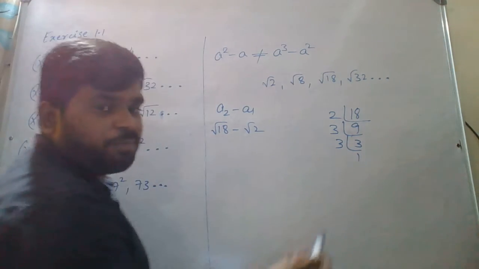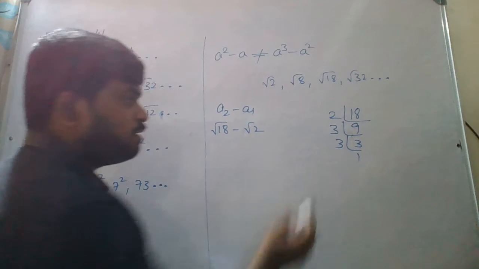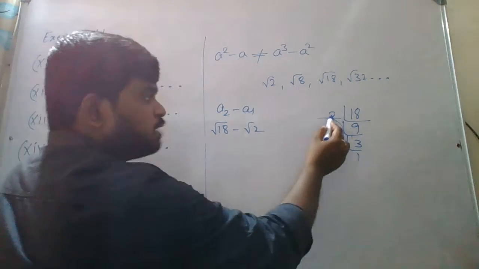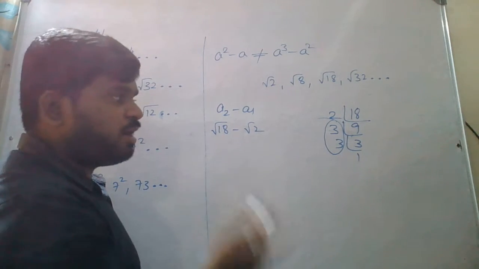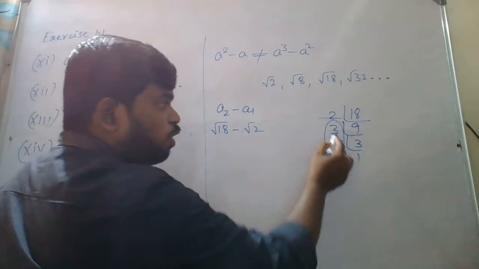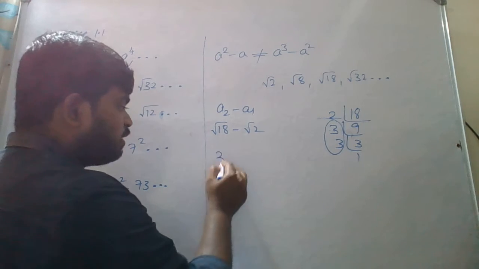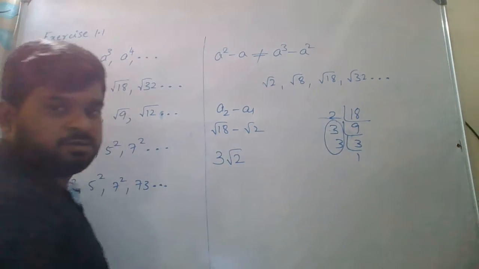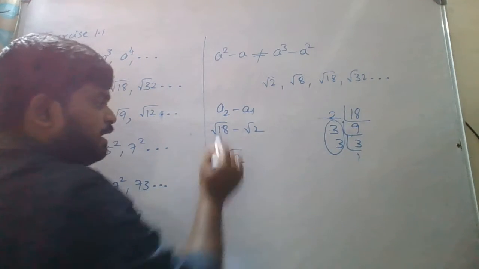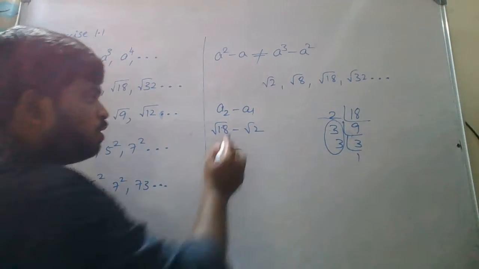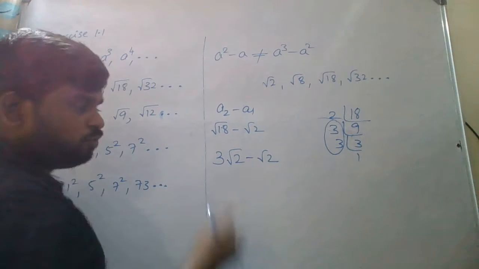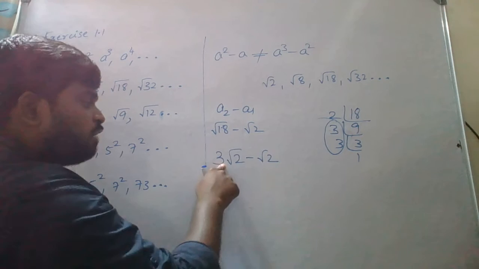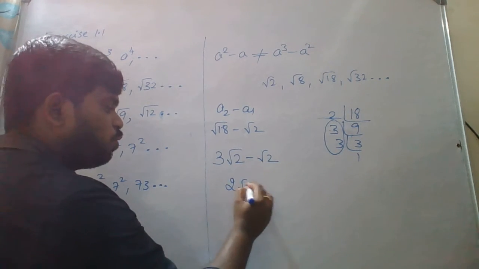Now, after prime factorization, start making pairs. This is a pair. Circle it. There is only one 2. There is no other 2 to make a pair. Okay, forget it. Out of this pair, you take one number and write it outside. This number doesn't have any pair, so you write it inside. So, root 18 is also equal to 3 root 2. Now, 3 root 2 minus root 2. Yes, I can do it. This is also root 2, root 2. I can do it. 3 root 2 minus root 2 is 2 root 2.